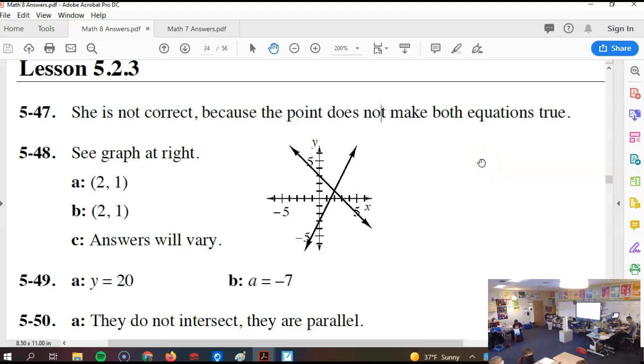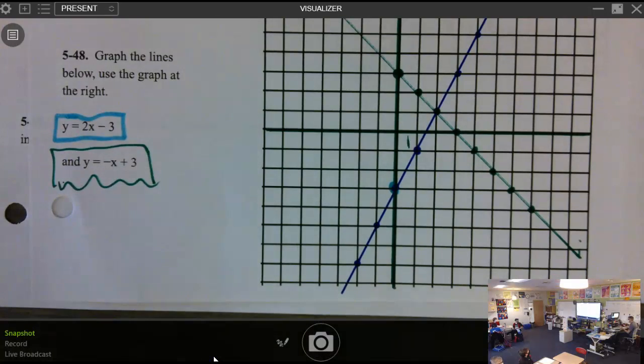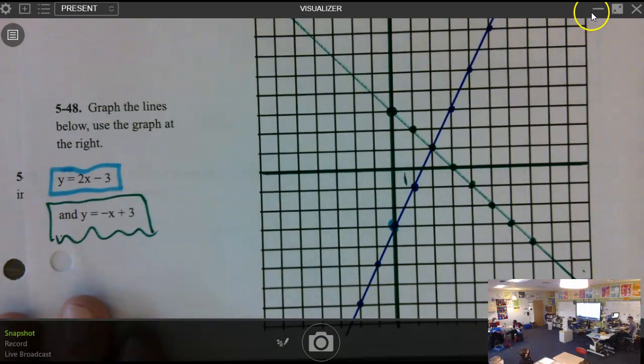So then on 48, yeah, I kind of took out the questions, but if you just graph those two lines, you'll see what I wanted you to see. I think I cut those out just because of spacing. So on the homework paper, it doesn't say anything else. It just says graph the lines. Use the graph at the right. So what I'm checking for is, does your homework paper look like this? That's what I'm looking for.